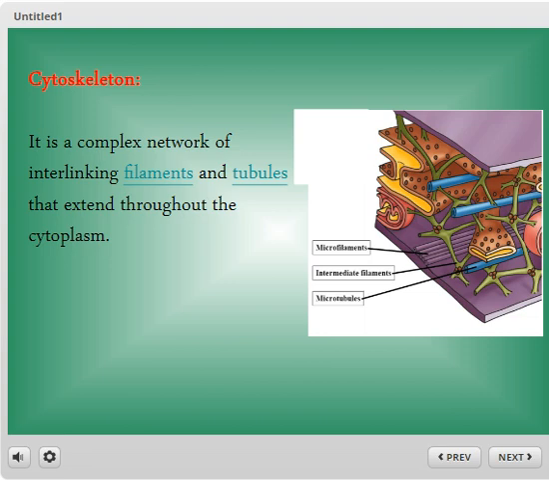Another structure that's located in the cells is the cytoskeleton. It's a complex network of fibers and filaments that provides structural support and shape and organizes the cell. It plays a crucial role in various cellular functions.